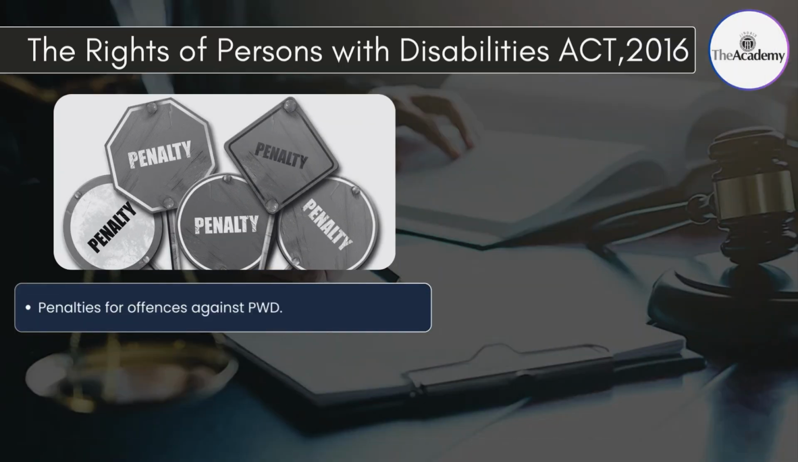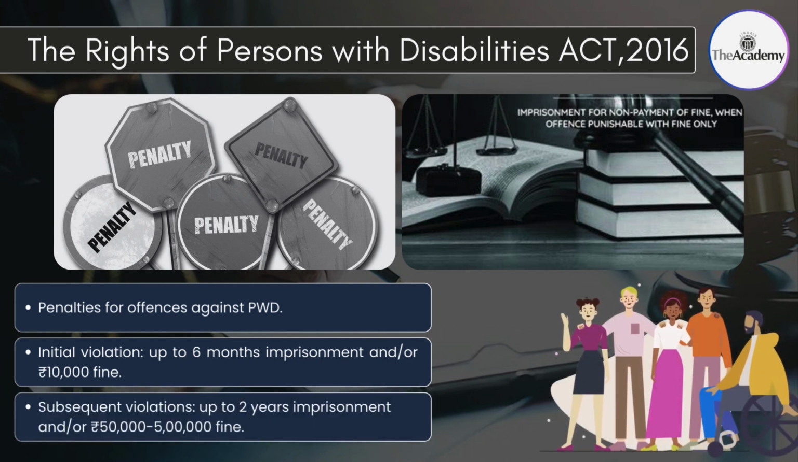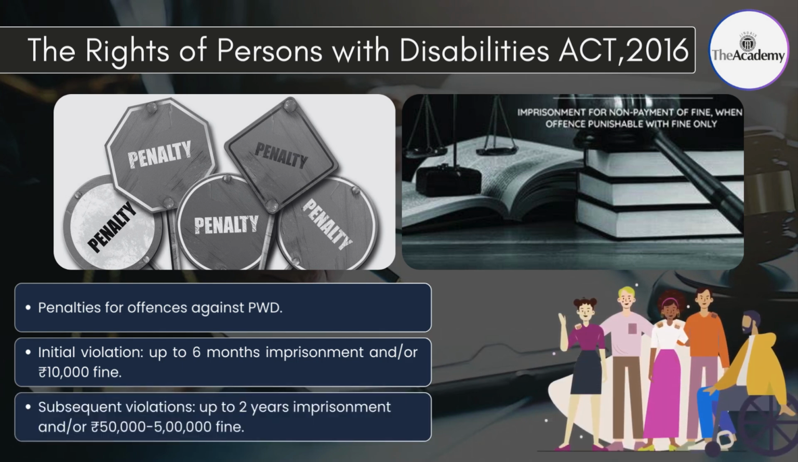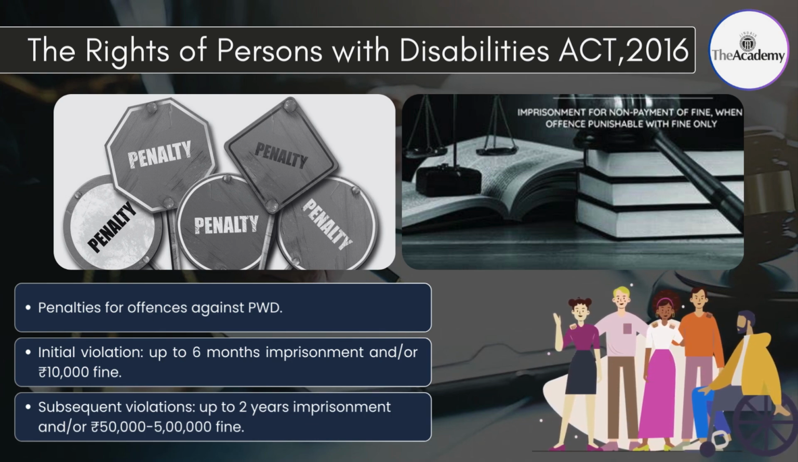The Act provides for penalties for offences committed against PWD and for violations of the new law. Violations shall be punishable with imprisonment up to 6 months and/or a fine of 10,000 rupees, or both. For any subsequent violation, imprisonment of up to 2 years and/or a fine of 50,000 rupees to 500,000 rupees can be awarded.